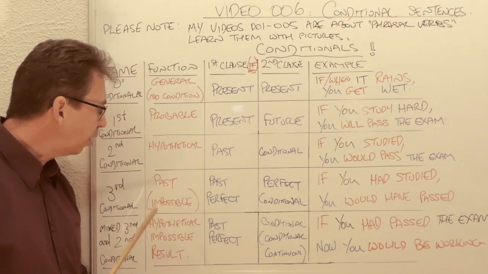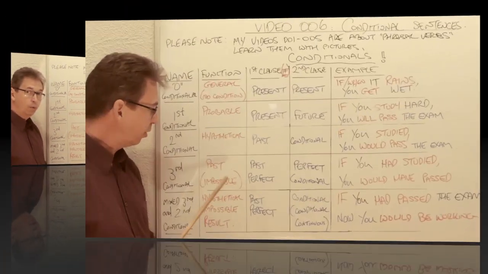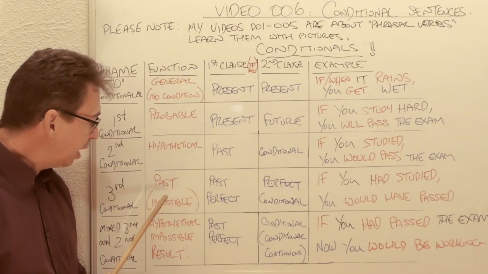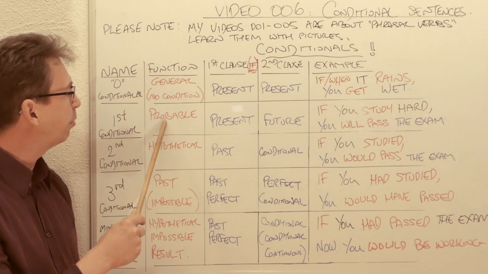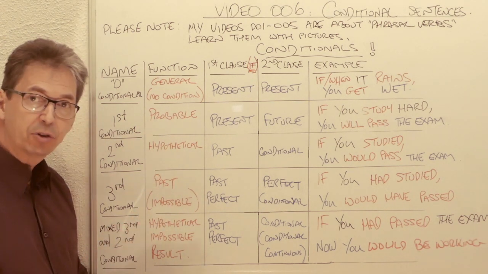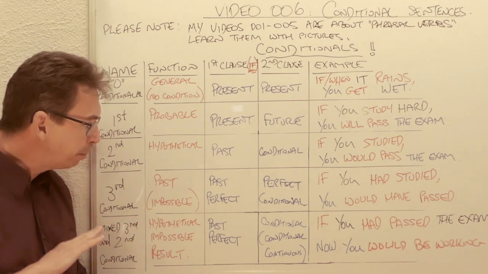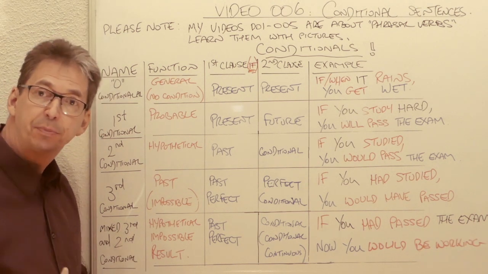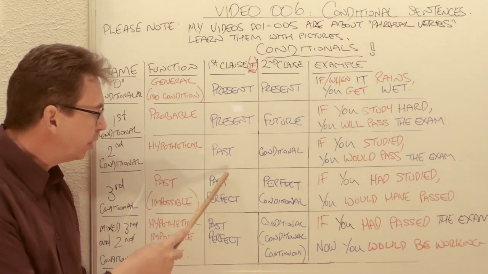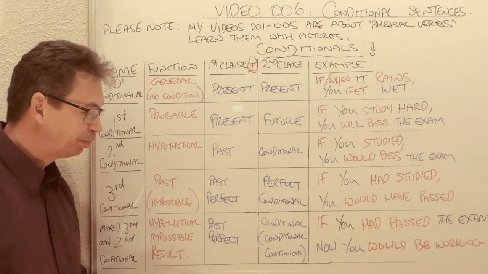Now, let's go on to the third conditional. I call this the past, or the impossible. Remember, the first was probable or possible. This is the impossible. Why? Because it's finished. It's not possible to do. Why? Because it's past. Okay? We use the past perfect.